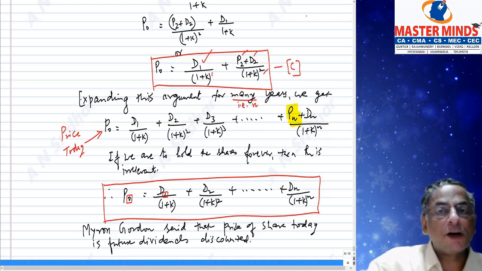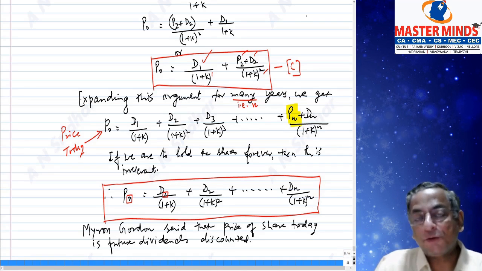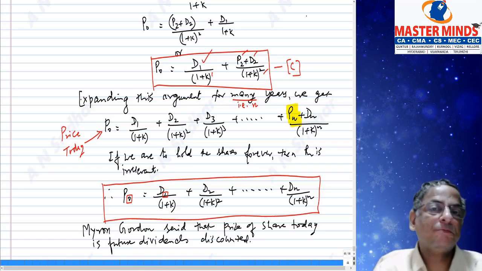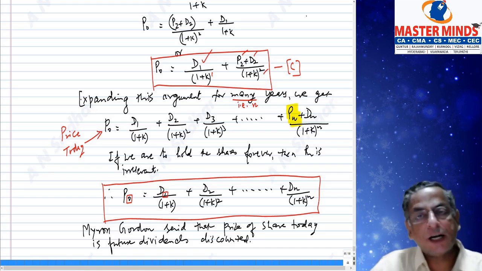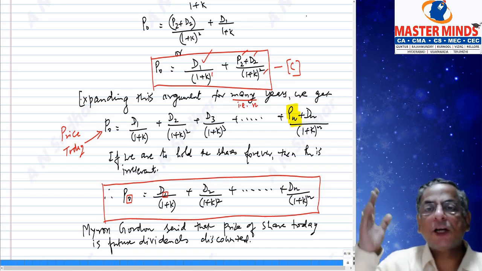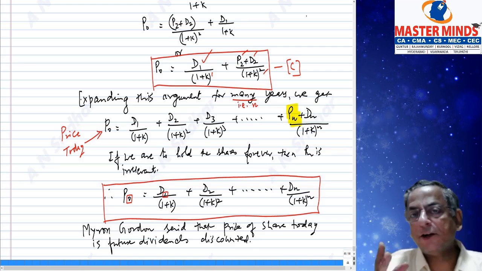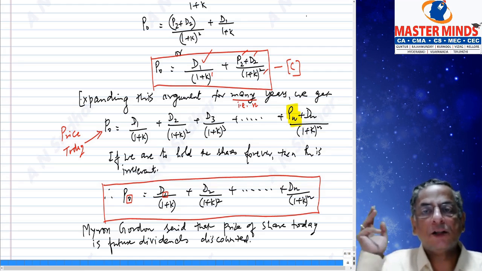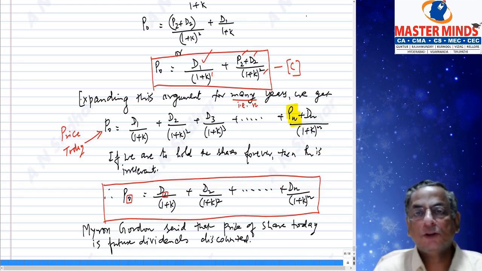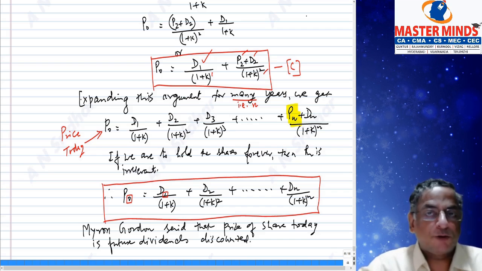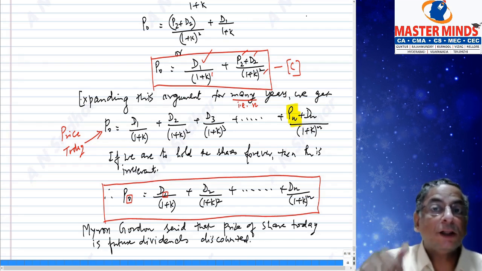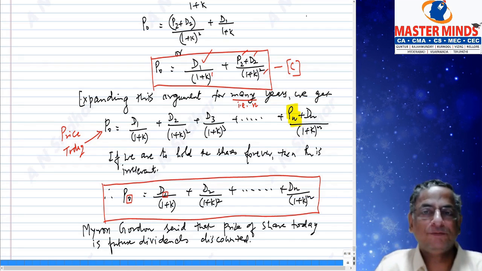Remember when Gordon says that if you want to find the price of a share today, find out all the dividends the company is going to give in future and discount them. First year dividend discounted once, second year dividend discounted twice, third discounted thrice, and so on. When you discount the dividends, as you can see from the equation we have derived, we will get the price of the share today, the theoretical price.